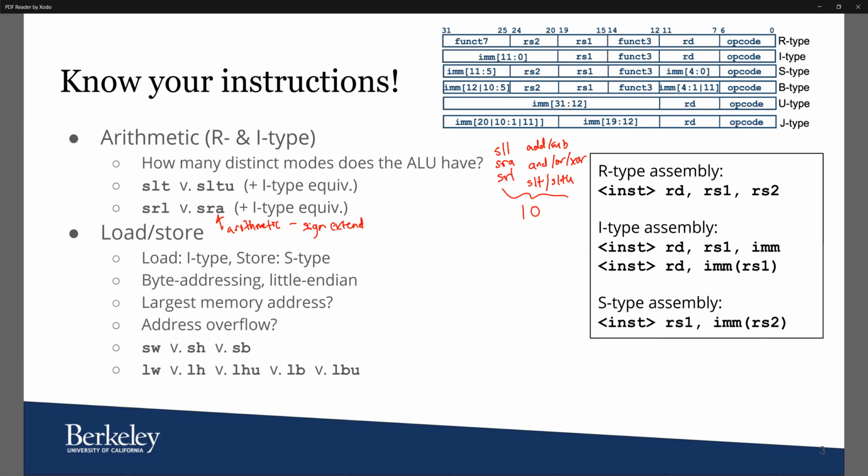Could you elaborate on SLT? So SLT is you treat both as signed numbers, and SLTU you treat both as unsigned numbers. But you don't turn any of the numbers from signed to unsigned representation. That doesn't exist because there's no logic that would enable that. So you just take the bits directly as unsigned or signed. That's the difference.